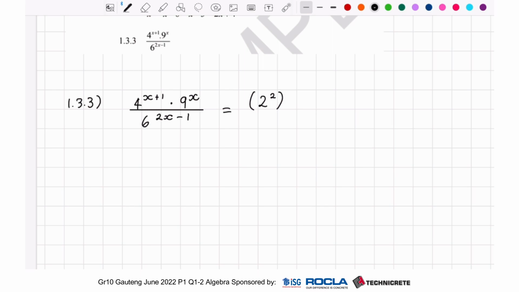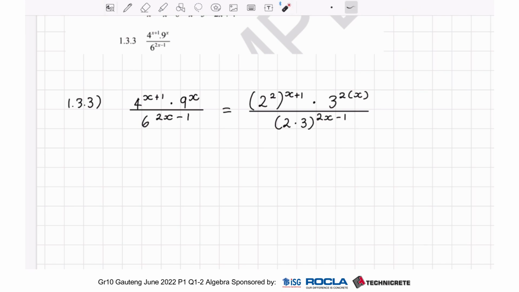And that's still going to be raised to the x plus 1. And then for 9, I'm going to write 3 squared, and that is still raised to the x. And then for 6, I'm going to write 2 times 3 raised to the same exponents. And I chose these numbers, the 2 and the 3, because I want to be able to have the same bases so that I can do things with the exponents.